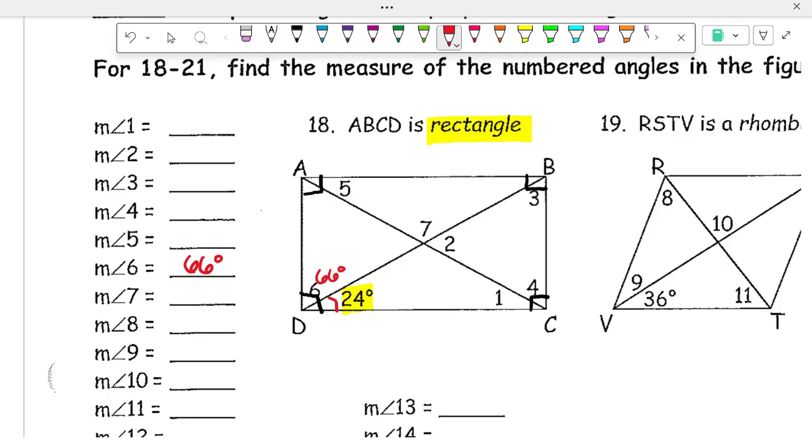Now, let's talk diagonals real quick. What's true about a rectangle's diagonals? They're congruent, and they also bisect each other. So, since they're congruent and they bisect each other, aren't all four of these little pieces congruent? Yes. So, based off of that fact, which angle would be the next easiest to find?